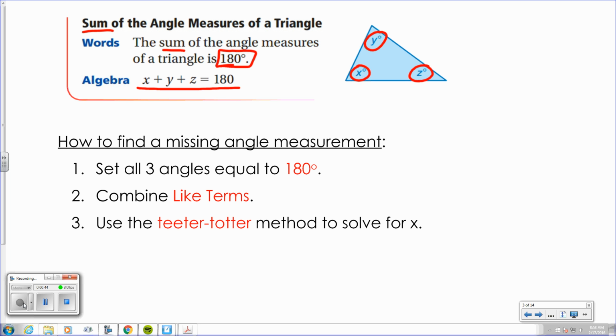So there's some steps below. Step 1, set all three angles equal to 180. Fill that in. After that, you can combine like terms. And finally, you can use a teeter-totter, or I suppose we've been calling it railroad tracks. And that's how you're going to solve your equations. So we'll look at a few examples of this and get you going today.